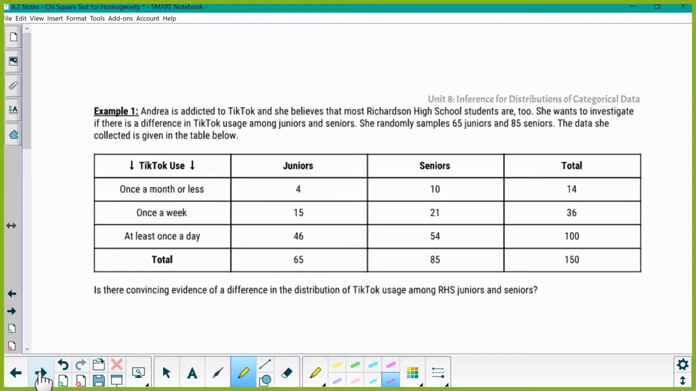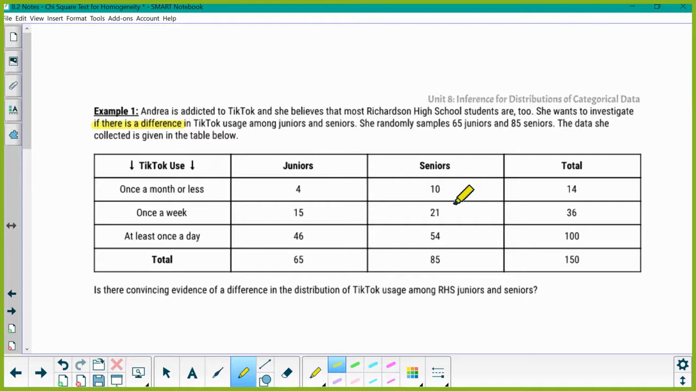Example 1, Andrea is addicted to TikTok, and she believes that most Richardson High School students are too. She wants to investigate if there is a difference in TikTok usage among juniors and seniors. And typically with our test for homogeneity, if there is a difference, that is a good sign of us doing homogeneity over independence. Now, how do I decide between goodness of fit and homogeneity?